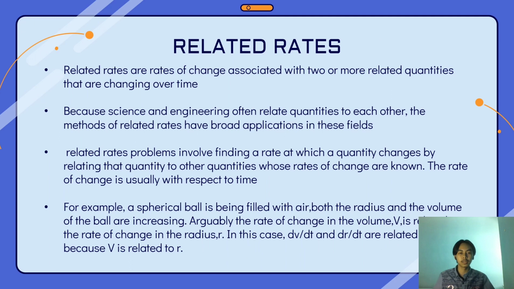Related rates. That's the topic we're going to talk about. Related rates are changes associated with two or more related quantities that change over time. Because science and engineering often relate quantities to each other, the method of related rates has broad application in this field. Related rate problems involve finding a rate at which a quantity changes by relating that quantity to other quantities whose rates of change are known. The rate of change is usually with respect to time.